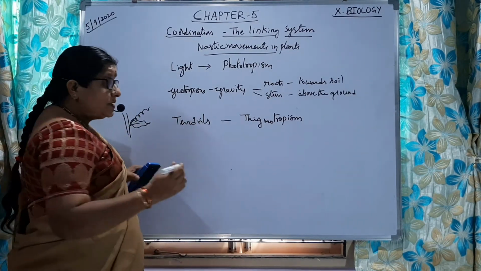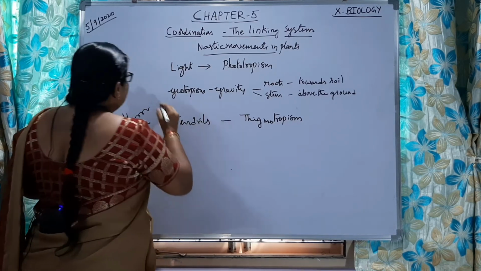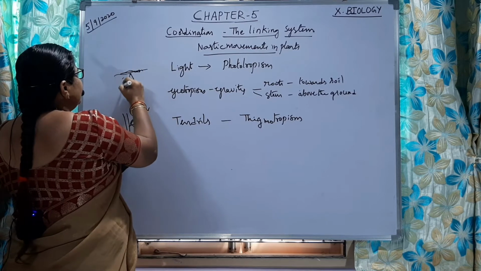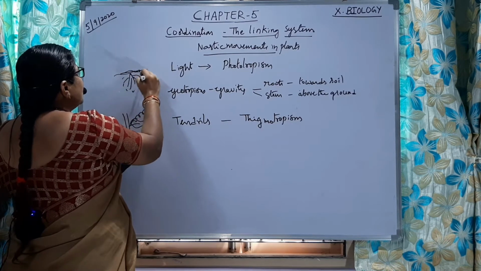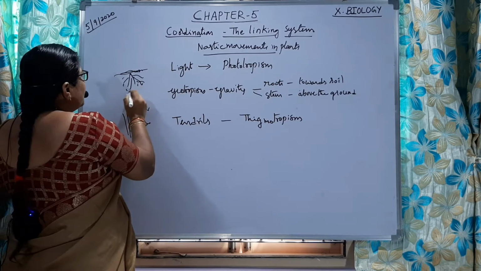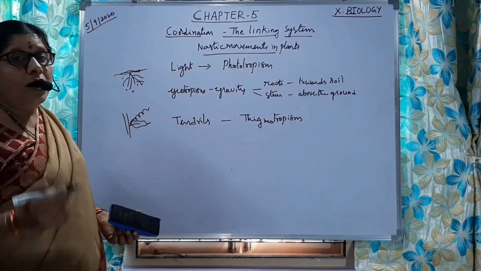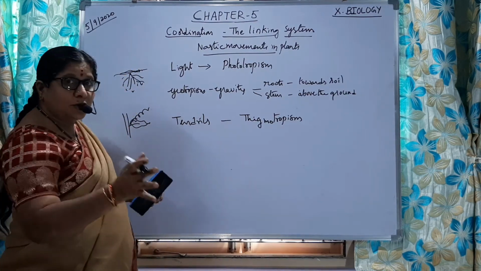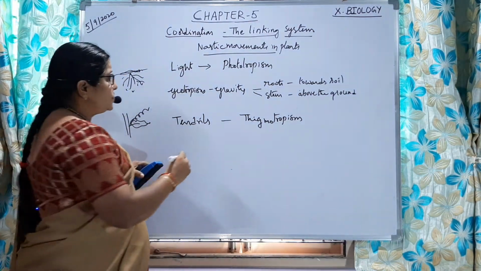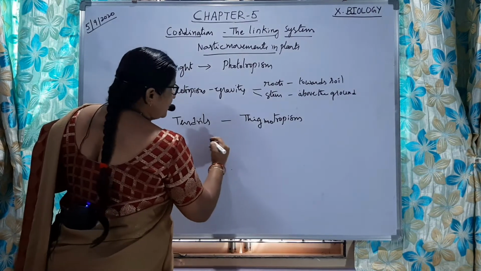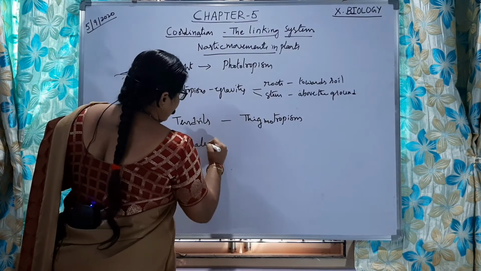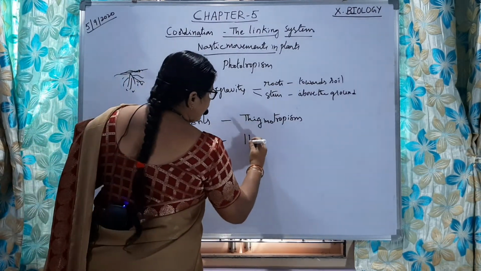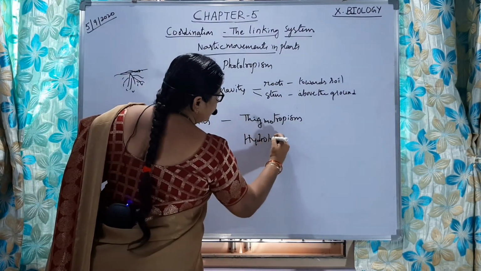Then you have all observed that water is given to plant pots. In the soil we give water, and the roots that are growing move towards the source of water. So water is the stimulus, the growth of roots towards water. That we call hydrotropism. So the roots are moving towards water, and that is hydrotropism.